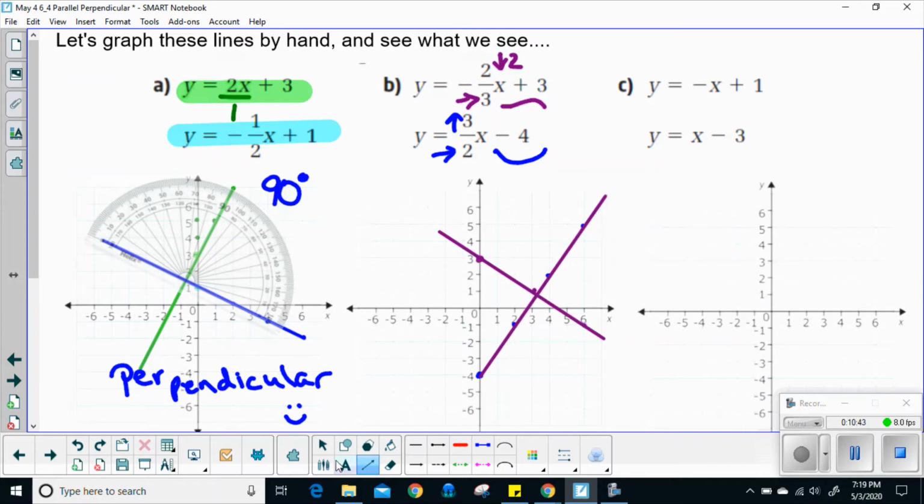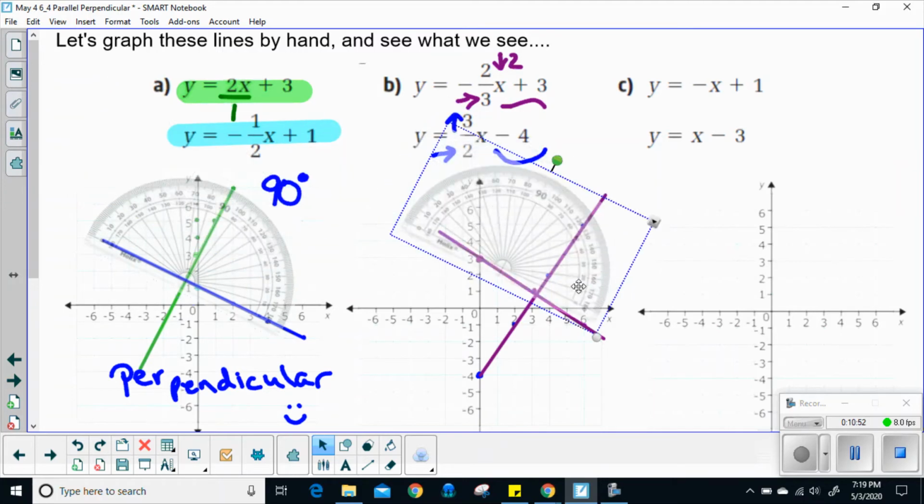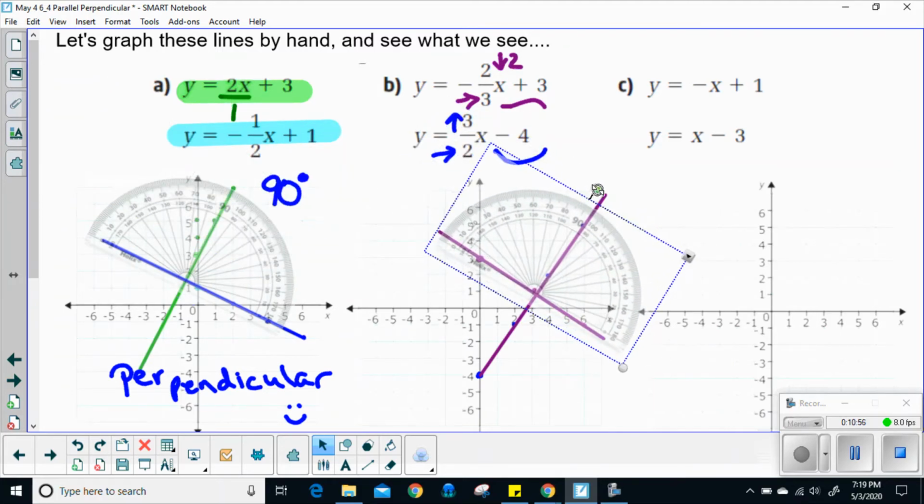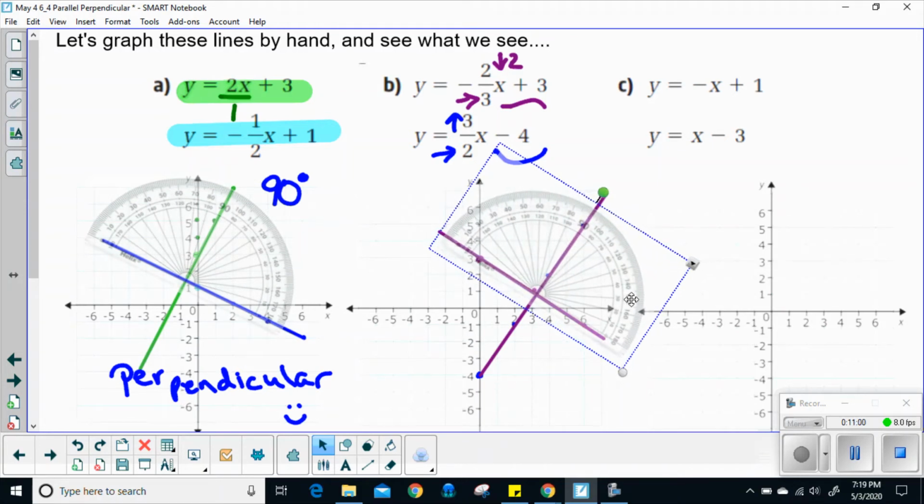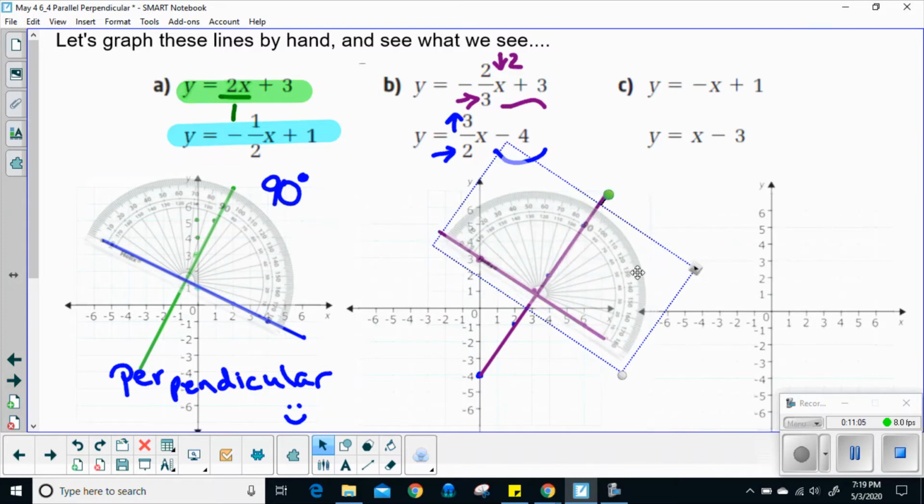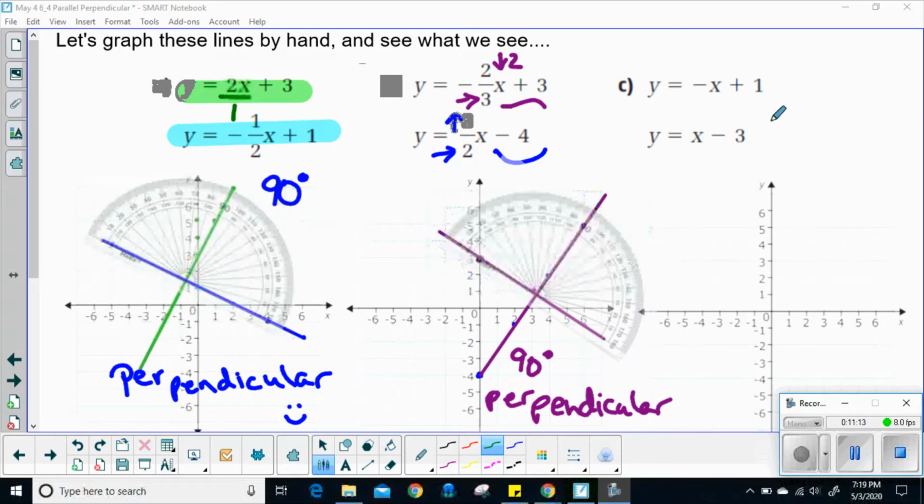So there's my line. And if I were to bring over my protractor, let's see what it does. Line it up. Give it a little tilt to line it up perfectly. Centered. You gotta center it. Line it back up a bit. And did you get it? Look at that. 90 degrees. Perpendicular.